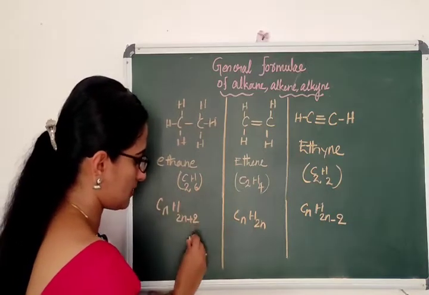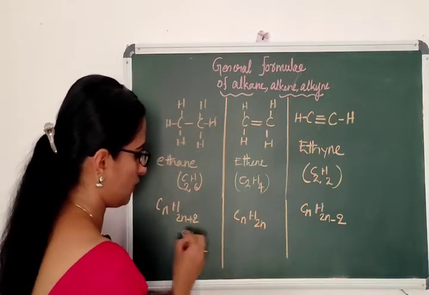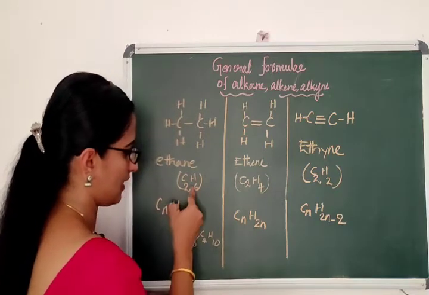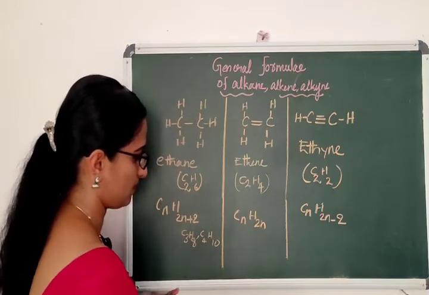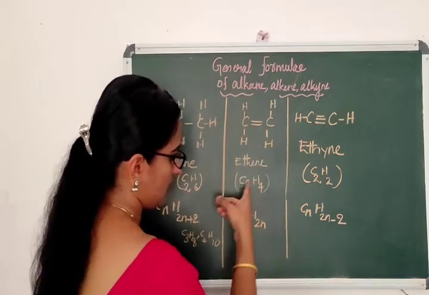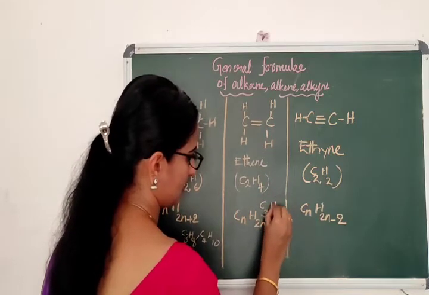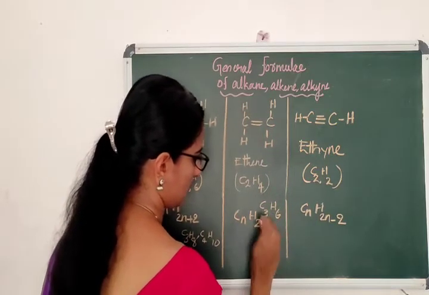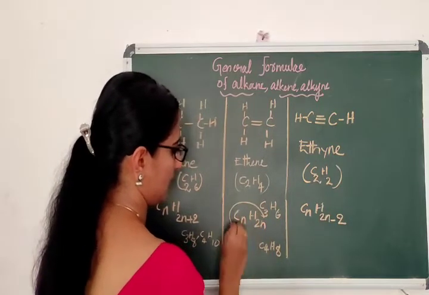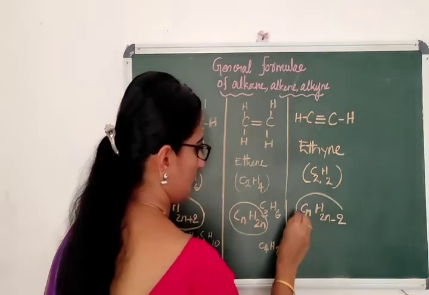The next member is C3H8 and the fourth member C4H10. Just add 2 hydrogen and 1 carbon. And who is the next member of this alkene series? Use this formula. Yes. After C2H4, the next member is C3H6. The next member is C4H8. The series continues like this according to the general formula.